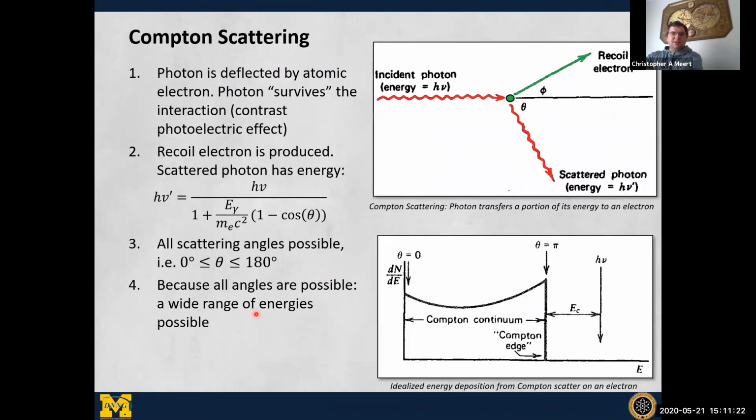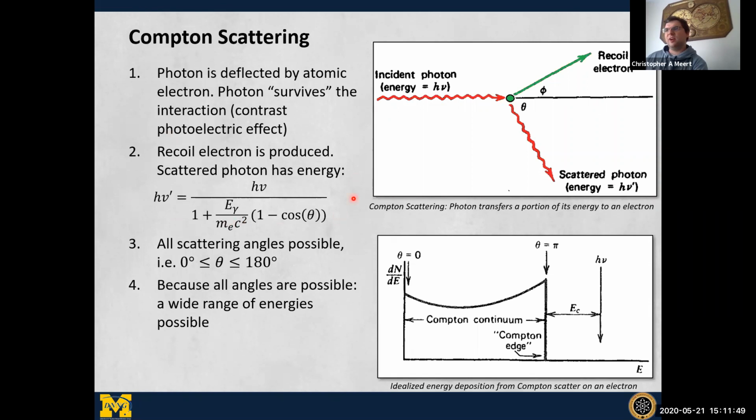The next interaction we often discuss is Compton scattering. This starts with a photon that interacts with an electron and transfers some of its energy. The photon survives this interaction, in contrast to the photoelectric effect, where the photon disappears. Some energy is transferred to the electron, which we call the recoil electron, and the scattered photon travels away with some energy.